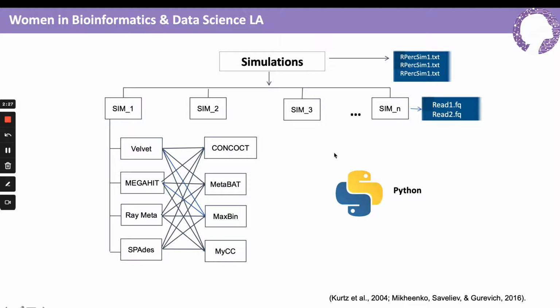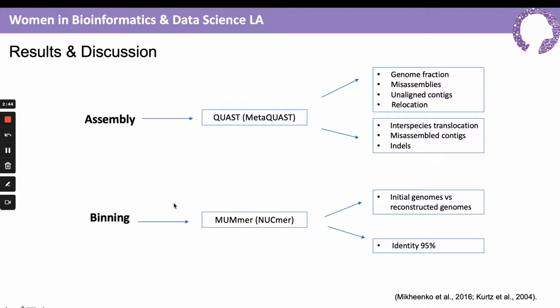The development of the bioinformatic platform allowed us to automate the simulation, assembly, and binning process. The platform was designed using Python, and its main characteristic is that the 8 software can work jointly, allowing the contrast of the results. We also consider different metrics for each of the phases.